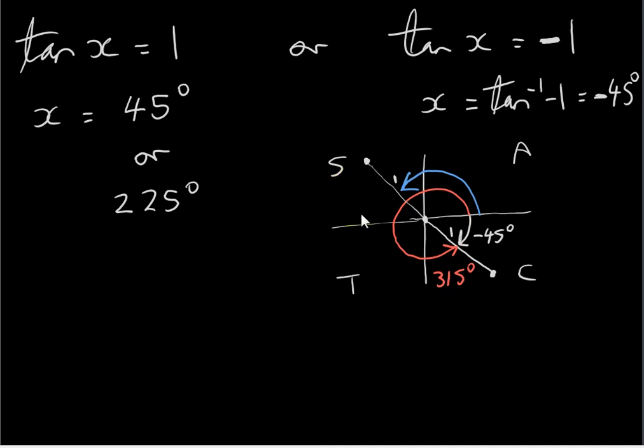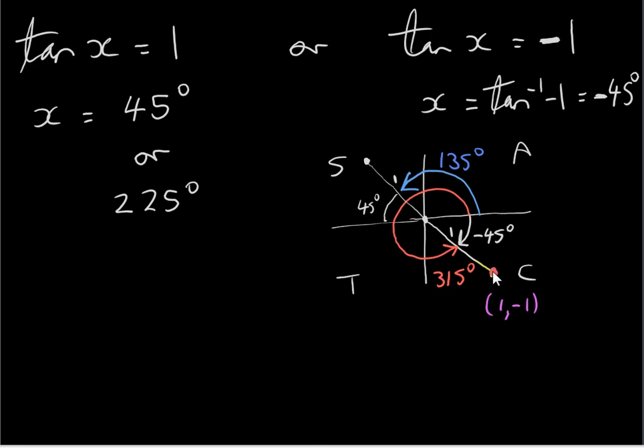Well, it's easy to see what the reference angle is. The reference angle is this angle here. So we reflect this angle through the origin. This angle is 45 degrees. So now we can get our angle. We take 45 from 180 and we get 135. And you can check in your calculator, if you get the tan of 135, you'll get -1.